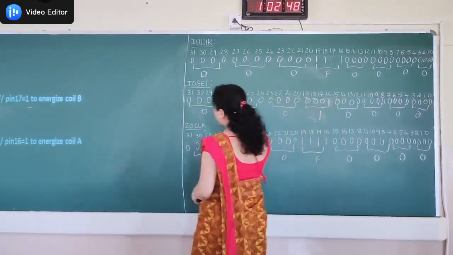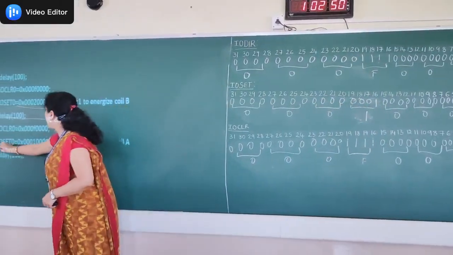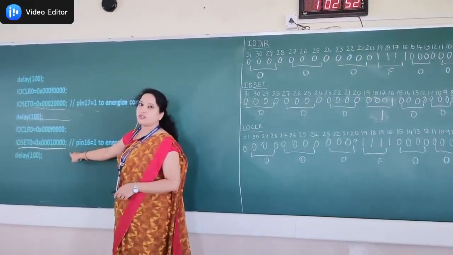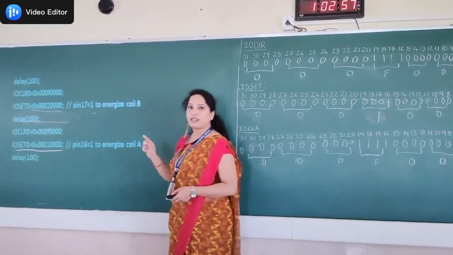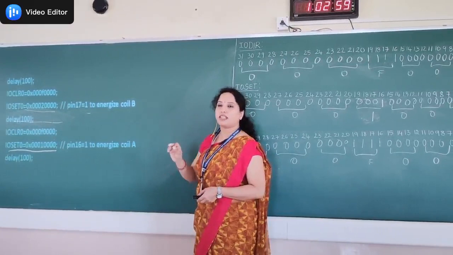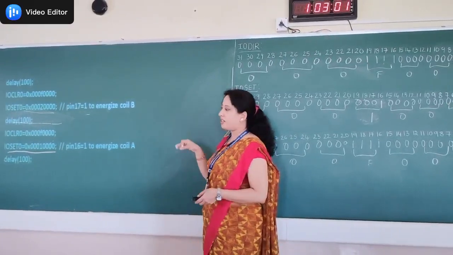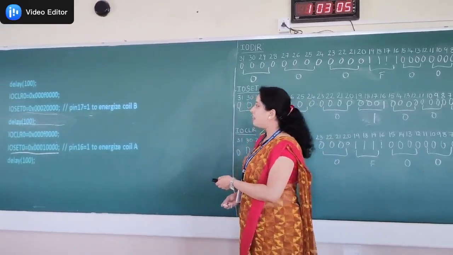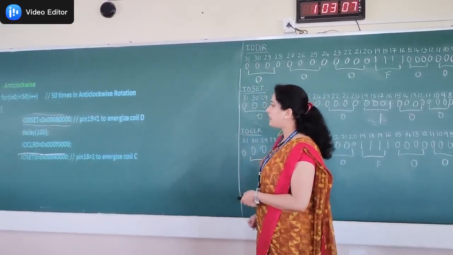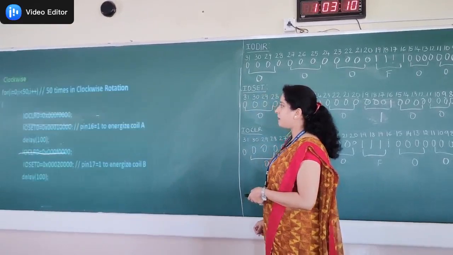So you will get the value 0x00010000. This will make the motor rotate anti-clockwise 50 steps. That is, it is going to complete a 360-degree rotation. So first energize coil D, followed by coil C, then B, and then A.